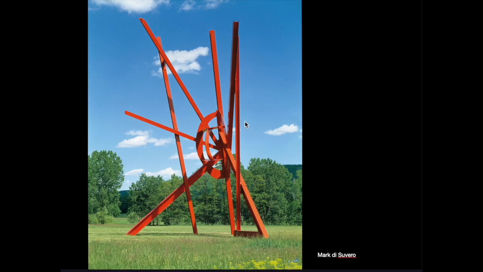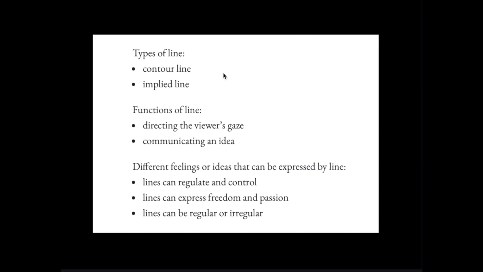Okay, and then in terms of sculpture, we have Mark di Suvero, who makes a lot of sculptures out of steel I-beams. These are also non-objective, non-representational. They're just forms, orange forms. And again, sort of like the Mel Bochner, he has all kinds of geometric lines and some circular lines too, going in all different directions. So here are some different types of line.